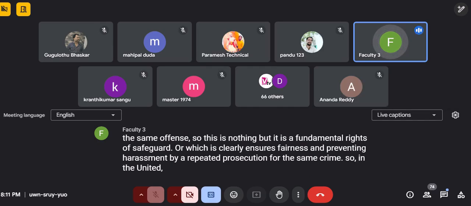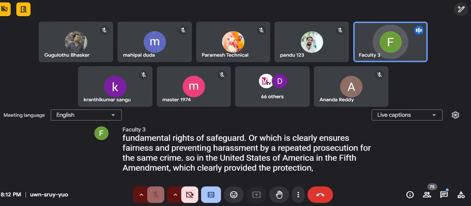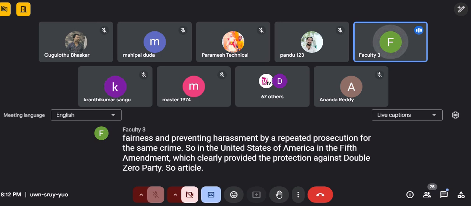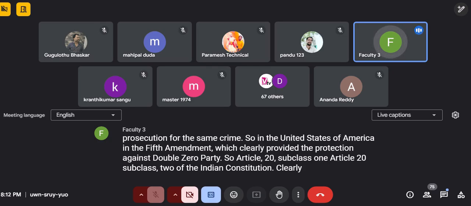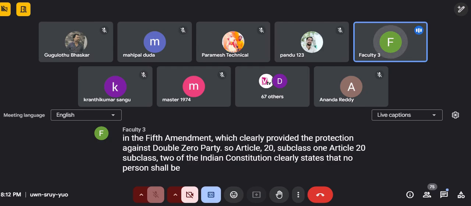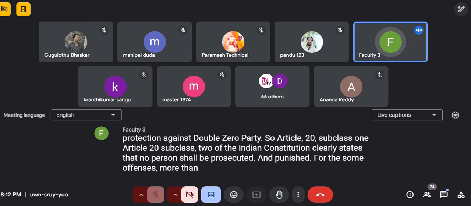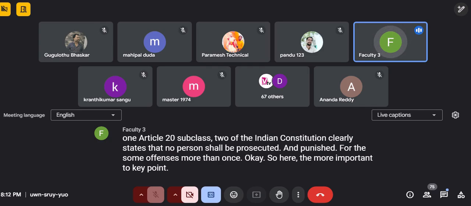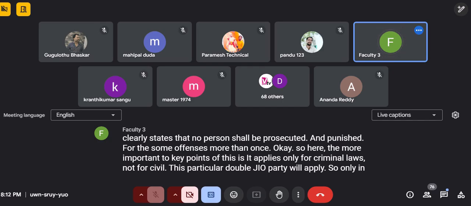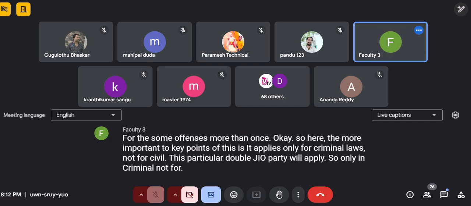In the United States of America, the Fifth Amendment provides protection against double jeopardy. Article 20, sub-clause 2 of the Indian Constitution clearly states that no person shall be prosecuted and punished for the same offence more than once. The more important key point is that this applies only to criminal laws, not civil laws.